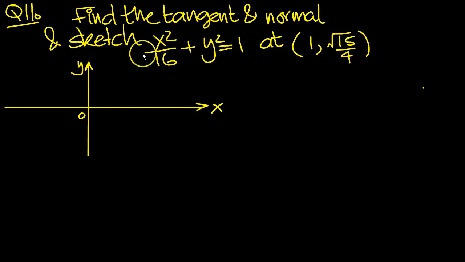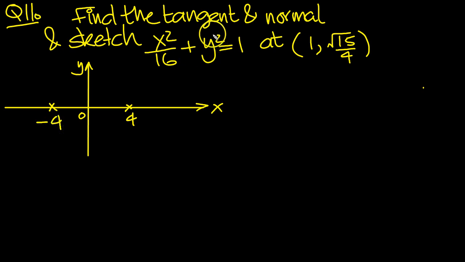Find the tangent and normal, and sketch this curve at the point (1, root 15 over 4). So let's just sketch it first, shall we? And then we'll do the tangent and normal, because this is the easiest thing to do. So when y is 0, put 0 in here. We'll see that x squared is 16, so x is plus or minus 4. So we've got 4 here, and minus 4.